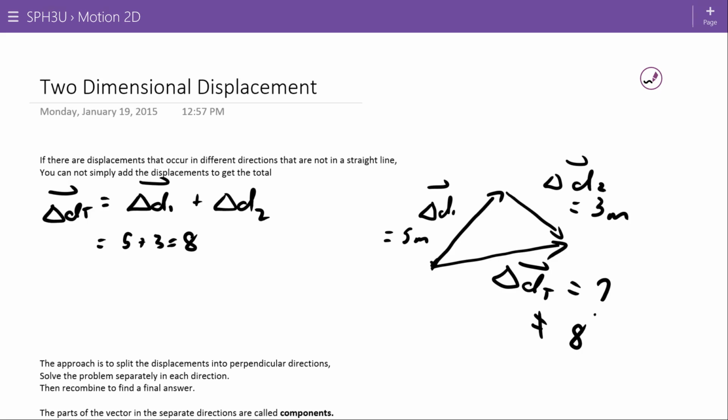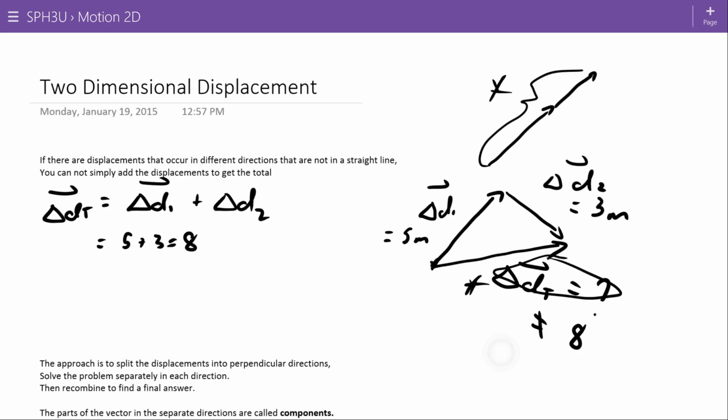Just in case for some reason you're not seeing that that's not 8, imagine if that's 5 and that's 3, this distance is 8. This and this obviously are not the same amount. So what we need to do is find a way to simplify this problem to solve for the total displacement of an object that's moved in two different directions, and not just forwards and backwards, but actually creating a two-dimensional plane.